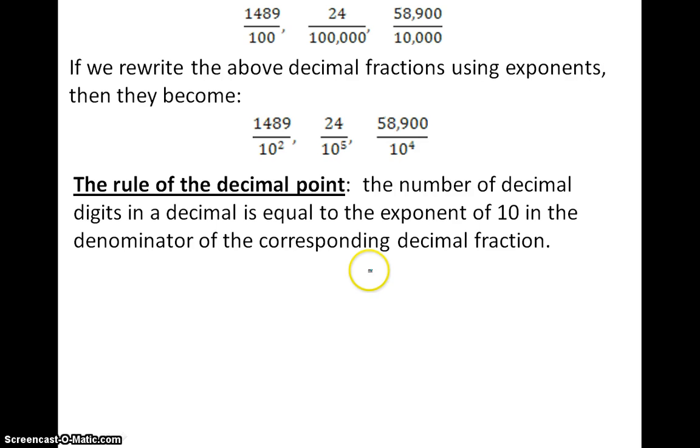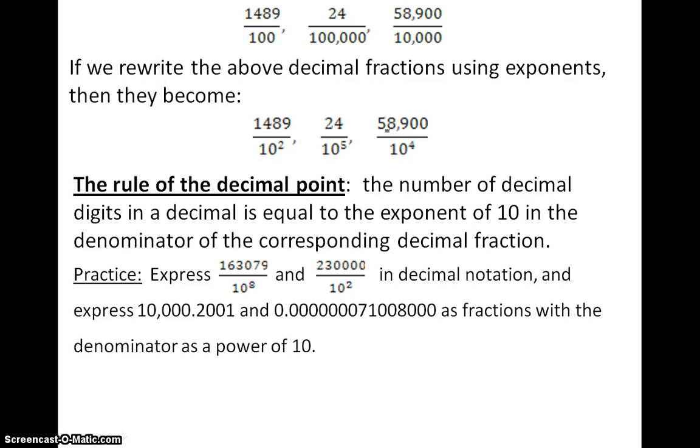So the rule of the decimal point is that the number of decimal digits in a decimal is equal to the exponent of 10 in the denominator of the corresponding decimal fraction. So again, in 14.89, the 2 tells you how many decimal places, the 5 tells you how many decimal places we'd need to have here, and the 4 tells how many decimal places in this number.